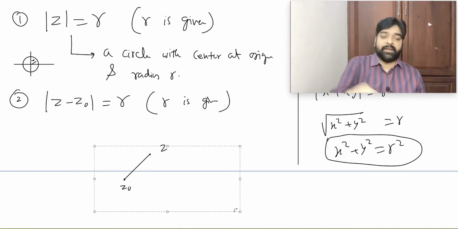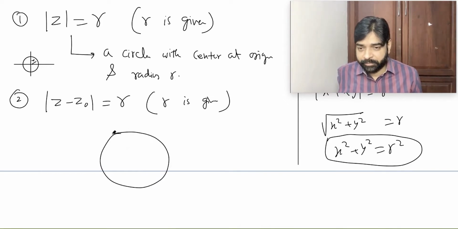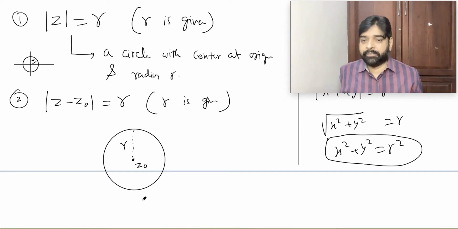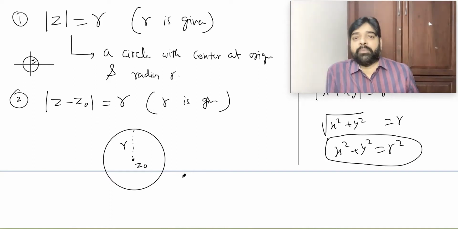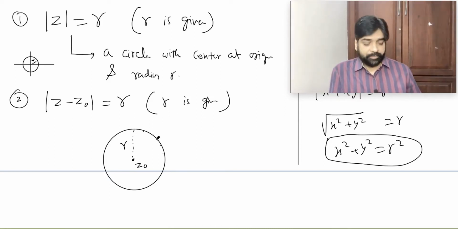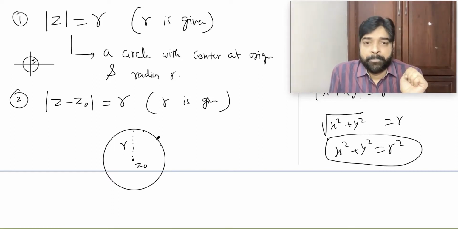So whenever I am writing Z1, Z0, they are always given. So this represents a circle with the center Z0 and radius R. If anybody asks where is Z, what is the position of Z, Z will be here, here, here, anywhere on this circumference. On this circumference, Z can be anywhere. Is it clear to everybody?